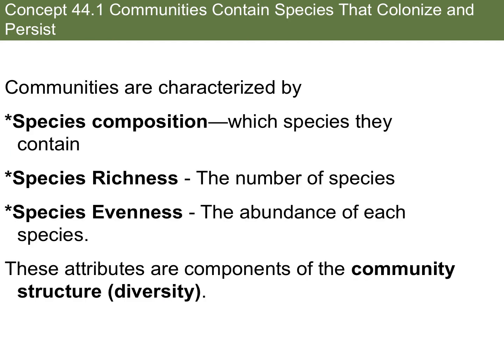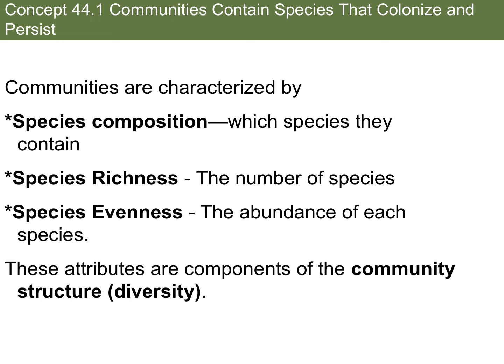Now, when we look at these different communities, we can characterize them by composition, which is which species they contain, so the names of the species themselves. Species richness, which is simply the number of species. So there are 10 species living in this area, or there are 3 species living in this area. Species evenness is the abundance of each species.